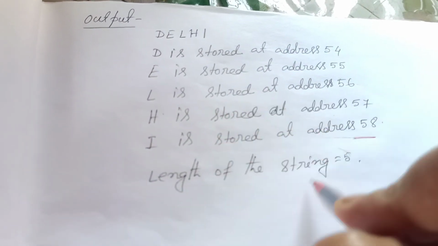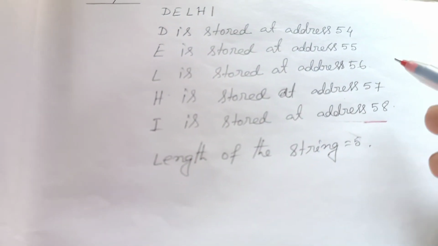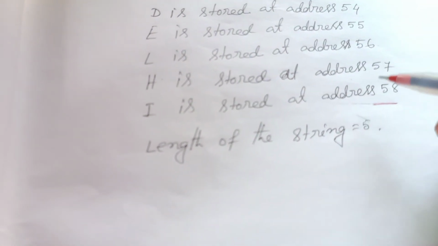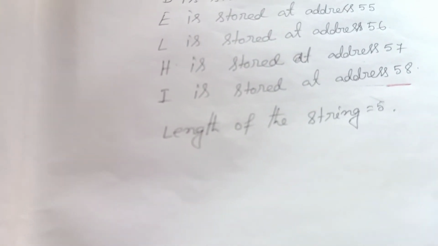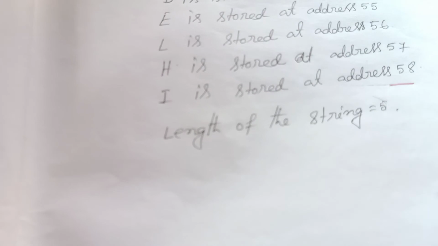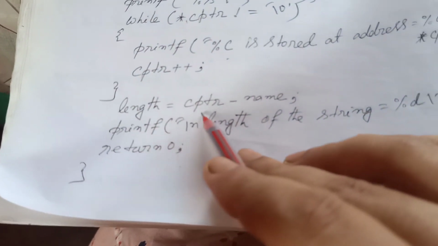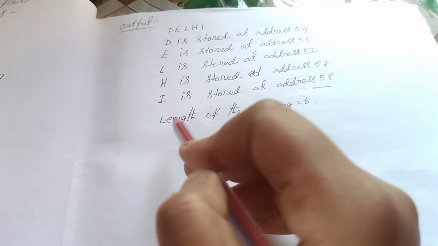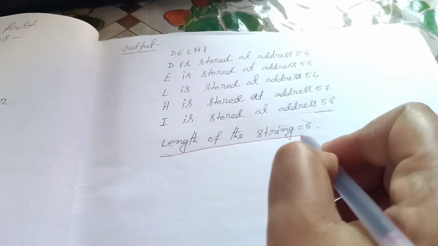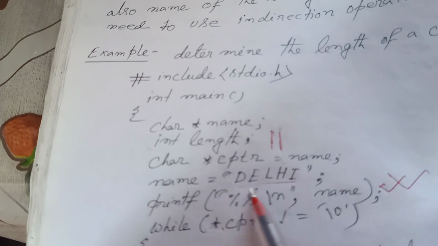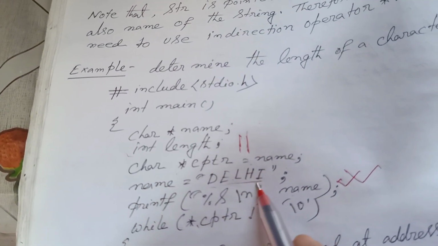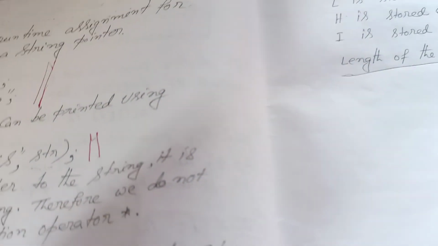So after the string is completed, the compiler automatically generates a null character, so we are getting null, and the control will exit from the loop. Now we are calculating the length here, so by using printf we are able to display the length of the string equal to 5, because it is Delhi. How many characters are there? 5 characters, so the length will also be 5.